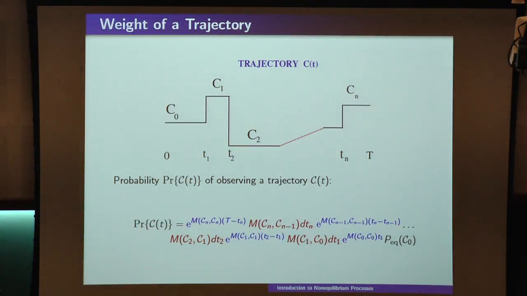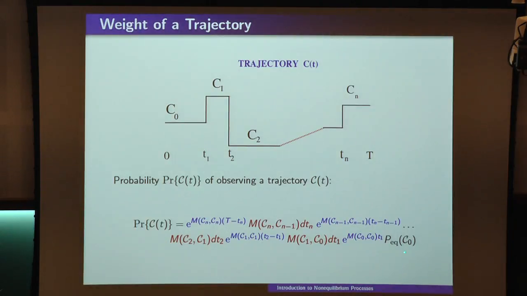At time t2, it decides to jump into C2, and so on and so on. The last jump occurs at time tn, and the final time is capital T. It is in Cn. We can very easily compute the probability of observing this trajectory.